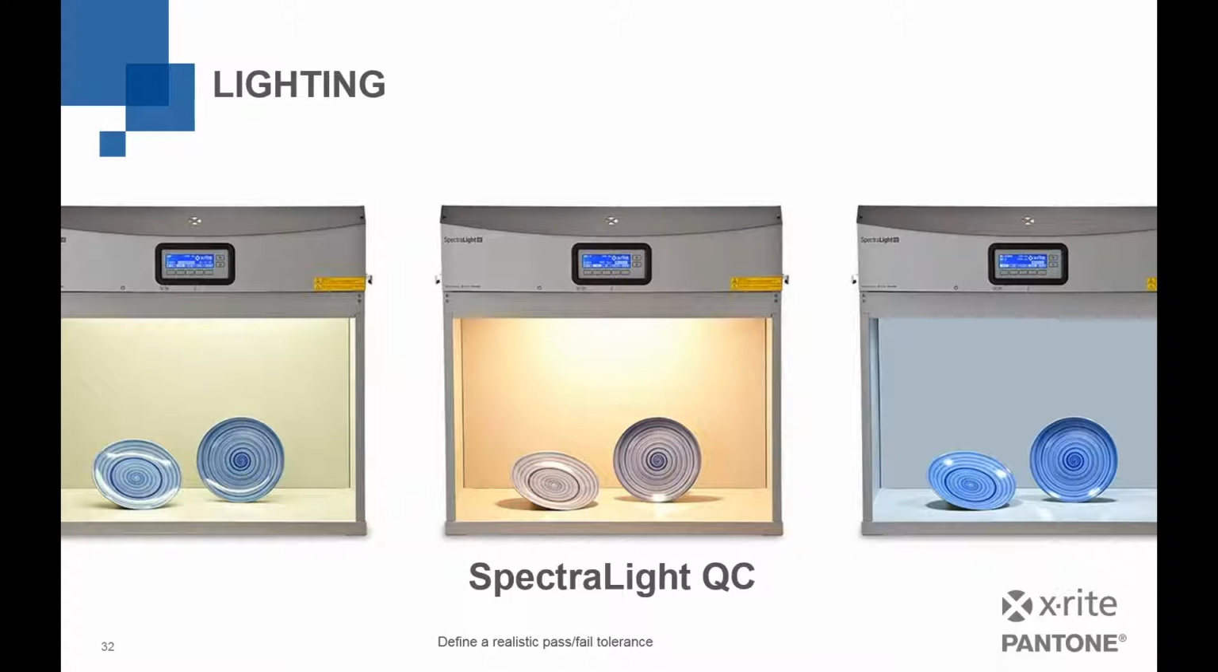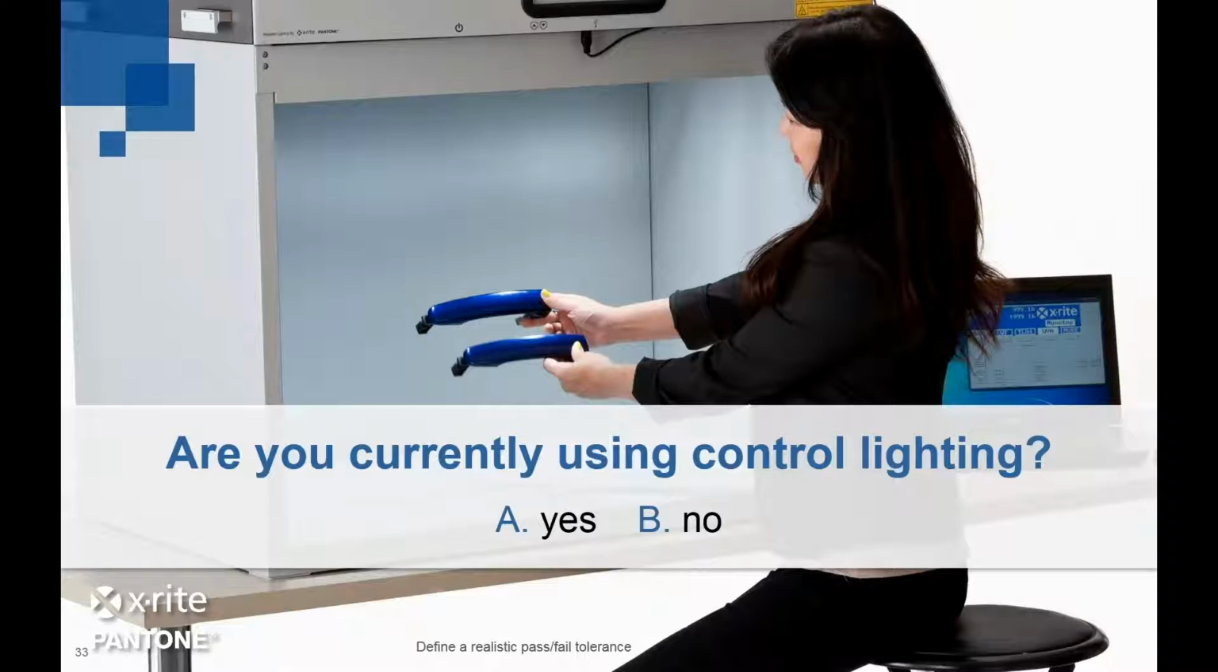Quite conscious that we're getting on in the hour's presentation, so we'll leave enough time for some of your questions. So maybe you answered this as part of the first question, but are you currently using controlled lighting, either as part of your QC procedure or internally within your laboratories or your factory?